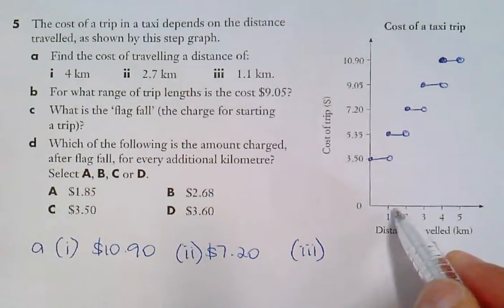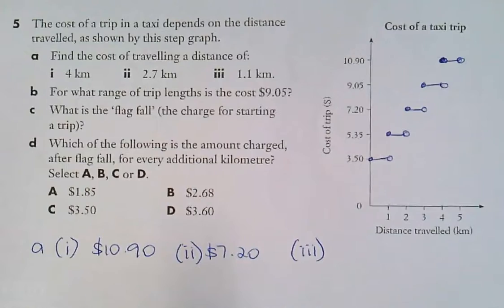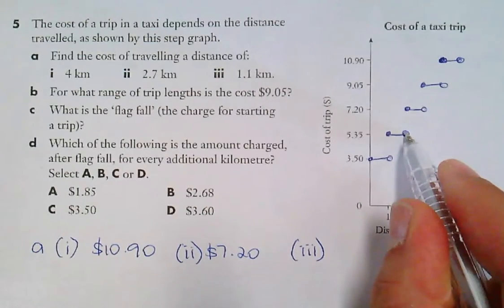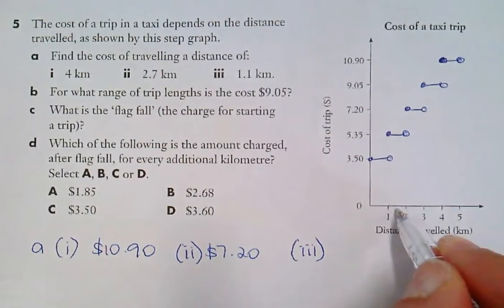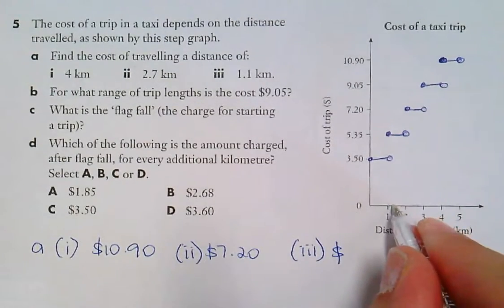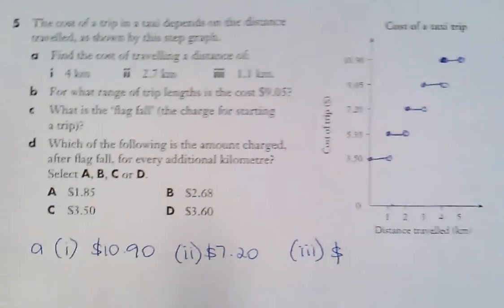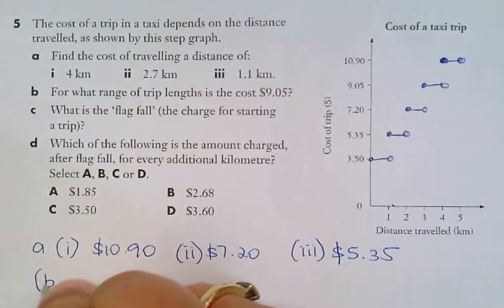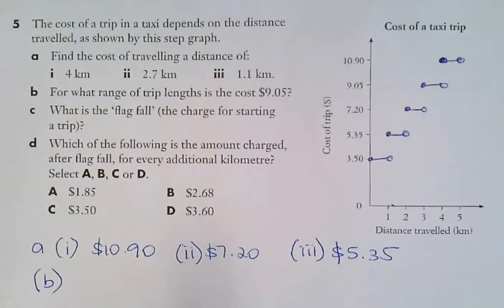1.1 kilometres. Which one? 1.1 kilometres. What is the charge? Well, this is up to 1. This is between 1 and 2. We're not including 2. What's the charge for 1.1? Yeah, $5.35.